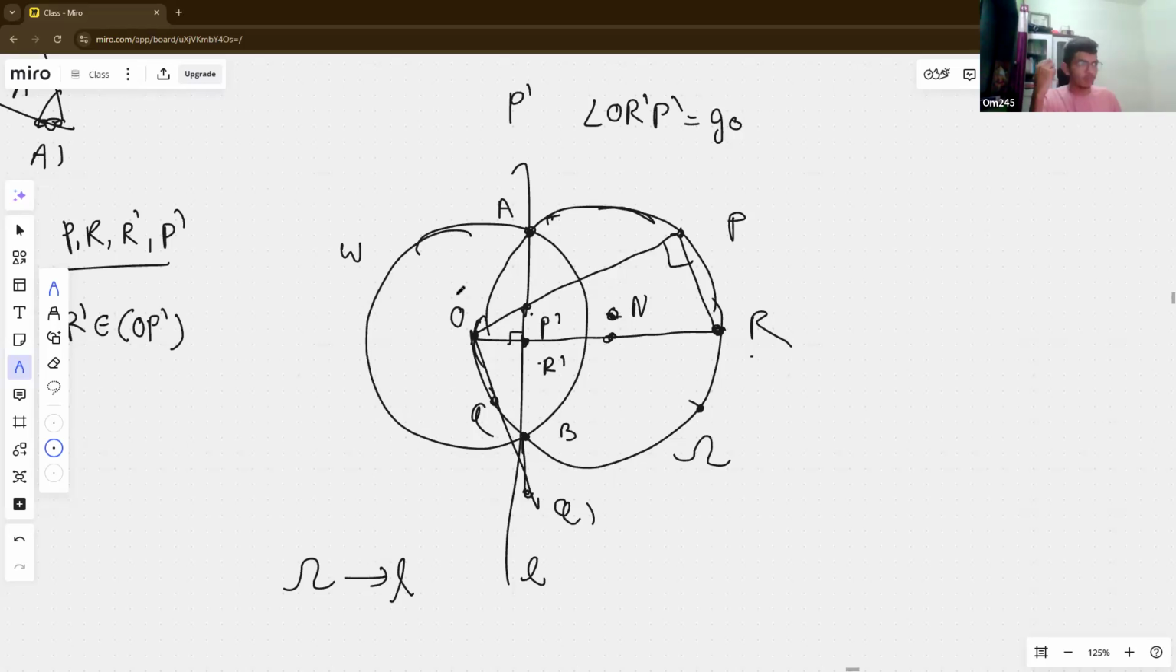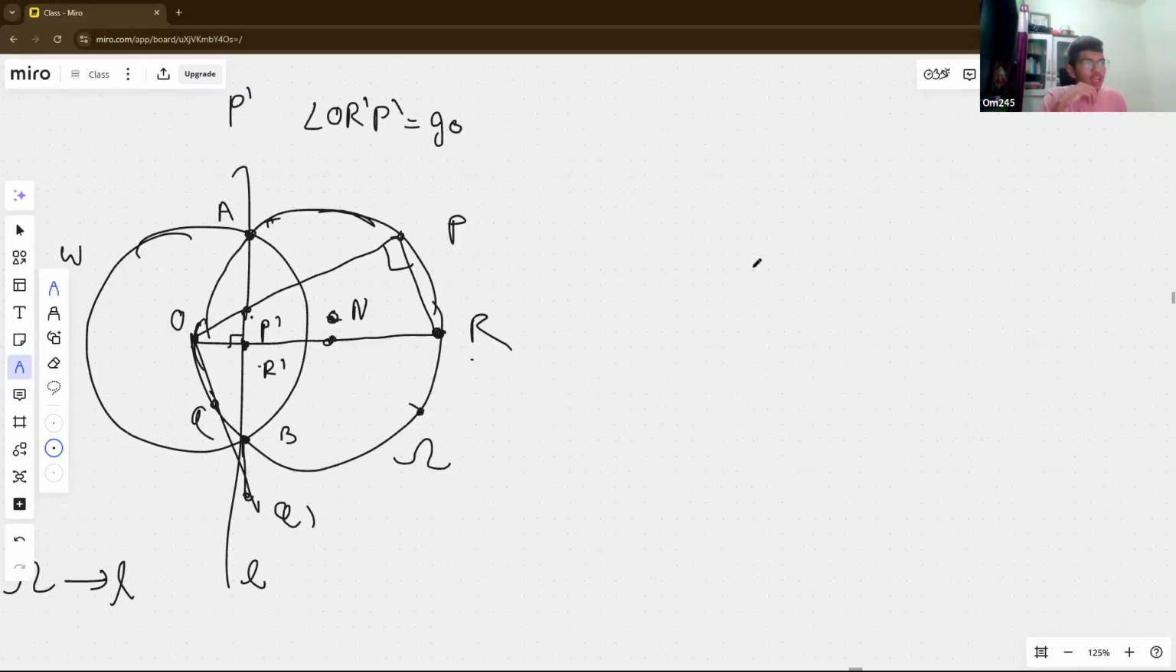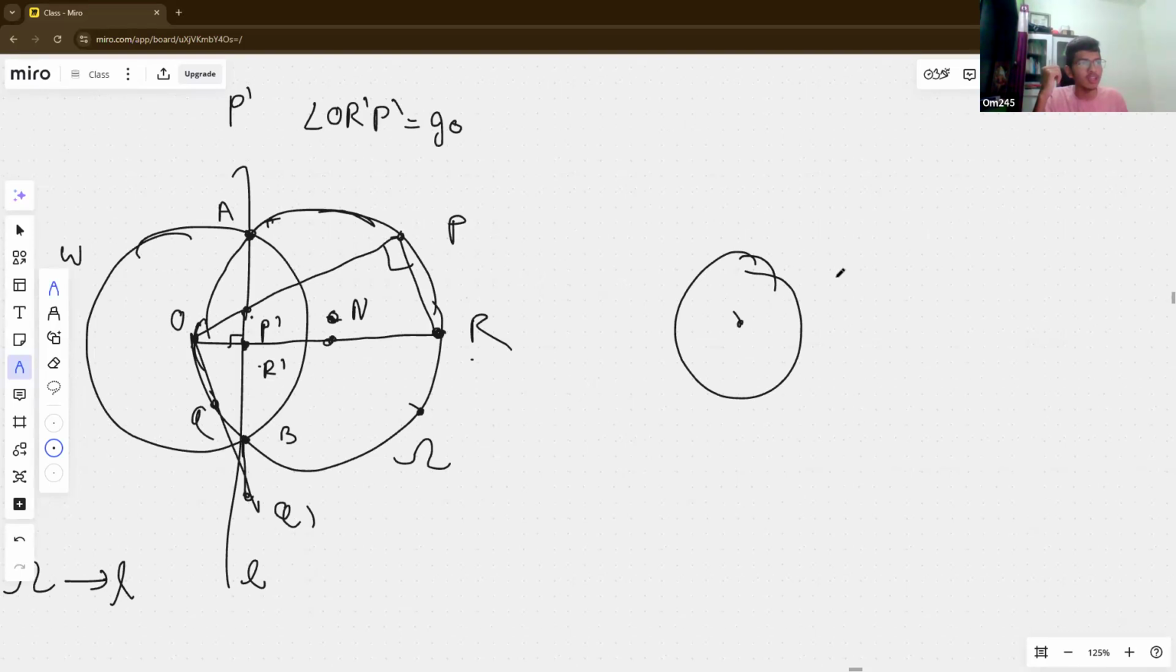But there is another thing. There are a few more properties. Suppose you consider some circle here, then that circle will basically go to another circle. This will go to here, this will go to here, like this. You can prove this because power of a point with these 4 points and these 4 points gives us that a circle will go to a circle.